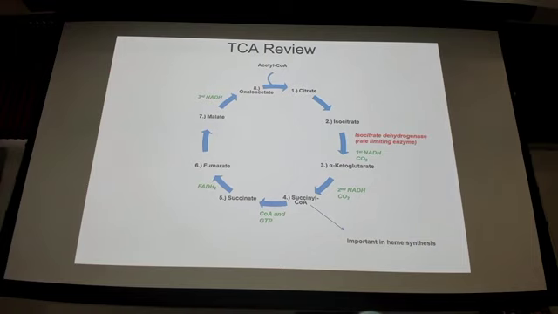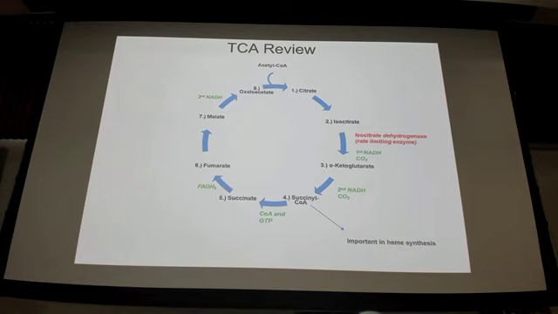The first step, acetyl-CoA combines with oxaloacetate to produce citrate. Citrate is converted to isocitrate. Isocitrate is converted to alpha-ketoglutarate. This reaction is important because it's the rate-limiting reaction catalyzed by isocitrate dehydrogenase, and this is where we gain our first NADH molecule.